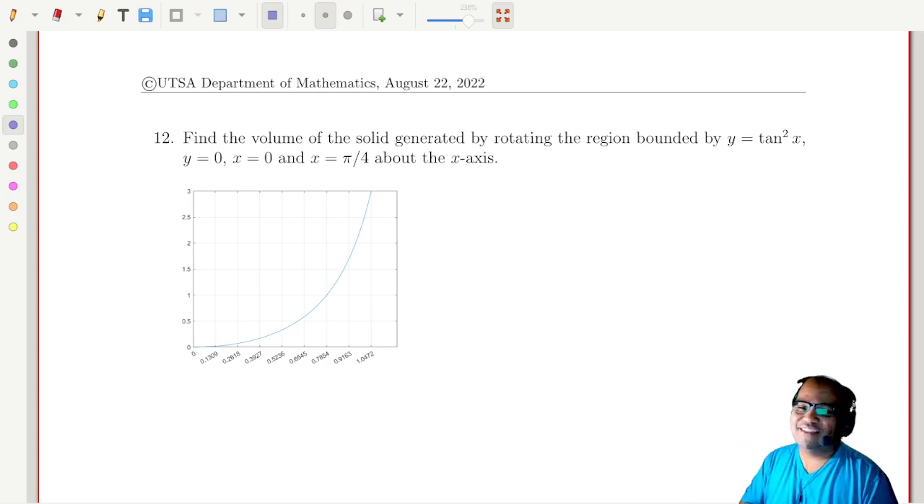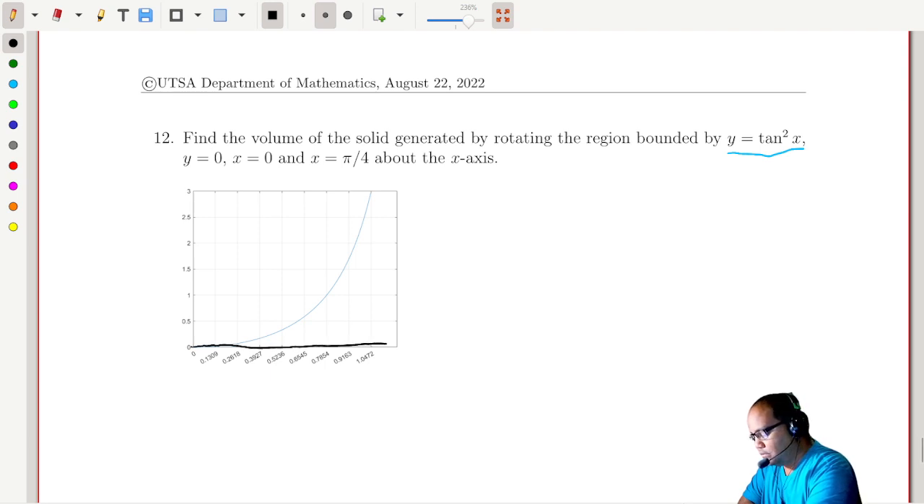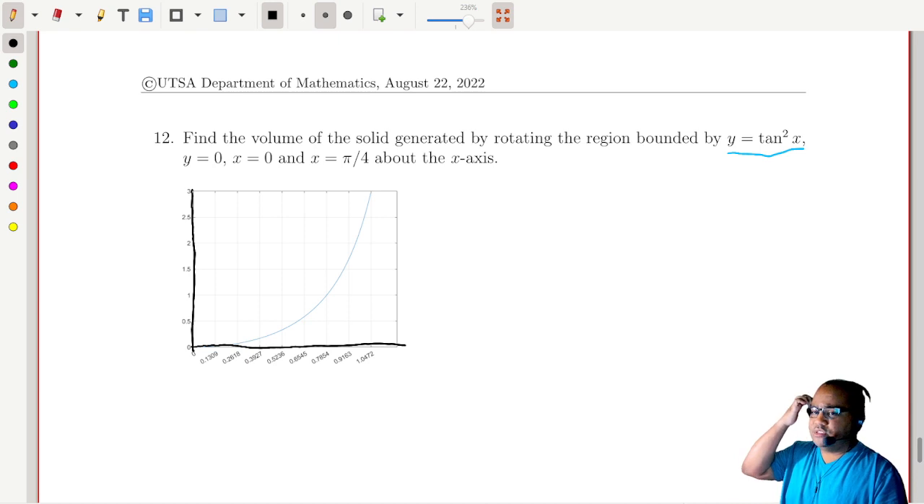We have this curve here, in blue. y equals tangent squared x, bounded by y equals 0, so that's going to be this line here, x equals 0, this line here, and then x equals pi over 4.